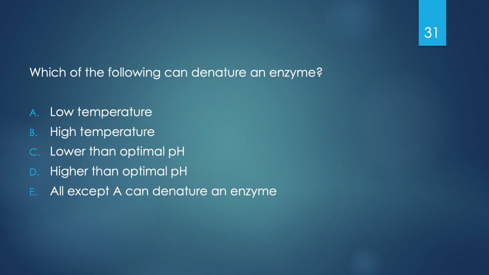We know that that can denature an enzyme. But what about everything else? Because we have to figure out, are any of the other options appropriate, considering option E says all except A. So lower than optimal pH and higher than optimal pH can denature an enzyme, but low temperature won't denature it. It just won't function as quickly. So the answer is E. All except A can denature an enzyme.